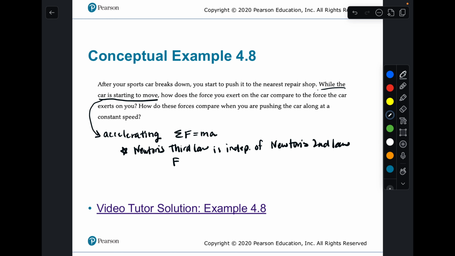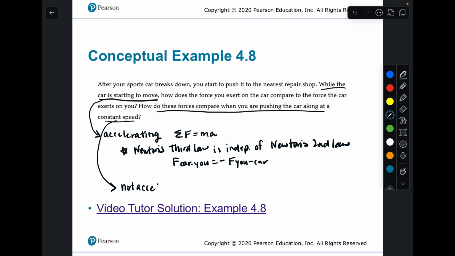So, in other words, the force that the car exerts on you is still going to be equal and opposite to the force that you exert on the car. Okay? The fact that one of the objects is accelerating doesn't play a role in how to apply an action-reaction pair. And then the second part is, how do these forces compare when you're pushing the car along at a constant speed? And so when you think constant speed, I want you to think not accelerating. And therefore, the sum of all the forces is going to equal 0, which is Newton's first law.